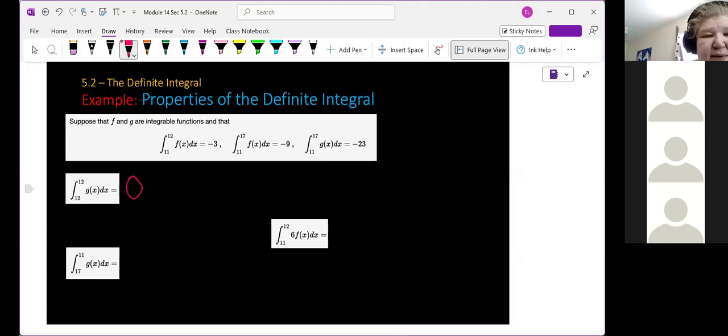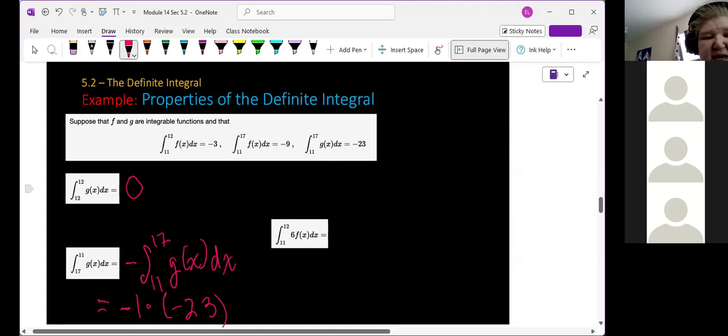All right, when I'm looking at my g of x here, this one is 17 to 11 instead of 11 to 17. So I'm just going to flip my bounds and put the negative sign. And now I know this integral is -23. So with the negative I put to flip the bounds back to correct, it means this integral we were presented with equals +23.